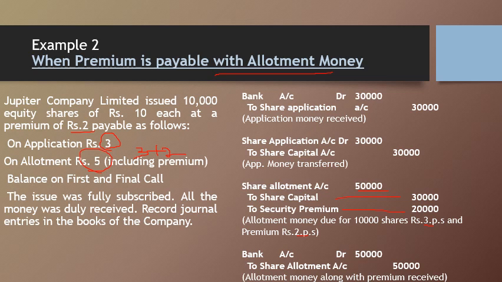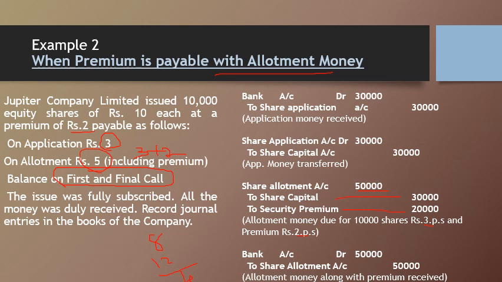Then next we have to make the balance due, the first and final call. There will be only one call, and the entire balance is collected in a single call. So how much do we have to get as balance? Rupees 3 is collected on application, 5 is collected on allotment. So the total paid up value is rupees 8 per share. Actually the share is issued at rupees 12 including premium. So the remaining 4 rupees is to be collected from each share, and this 4 rupees will be collected as the first and final call.